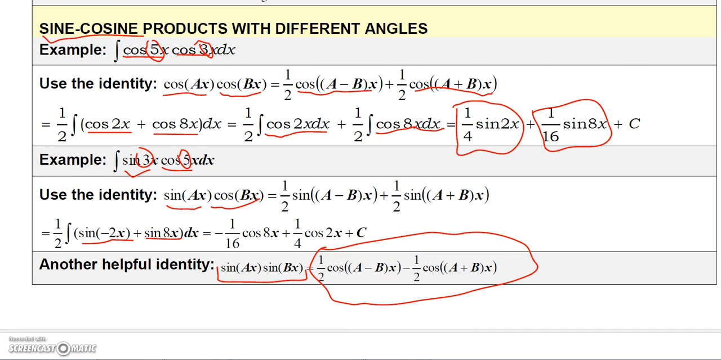So again, you could have three cases here: cosine of an angle times cosine of an angle, sine of an angle times cosine of an angle, or sine of an angle times sine of an angle. So that covers all three cases.